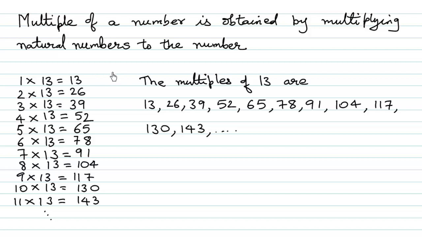What is the multiple of a number? A multiple of a number is the number obtained by multiplying natural numbers to any given number.